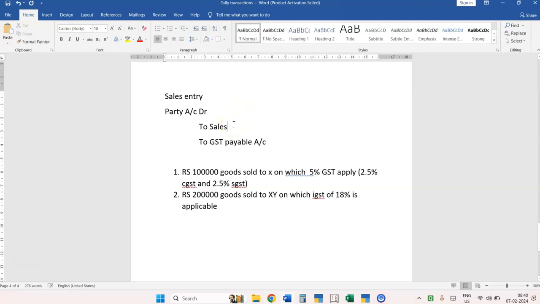Then the sales account is going to be credited. Why? Because sales is the revenue account, and whatever revenue or income you get in your business is required to be credited as per the nominal account rule.